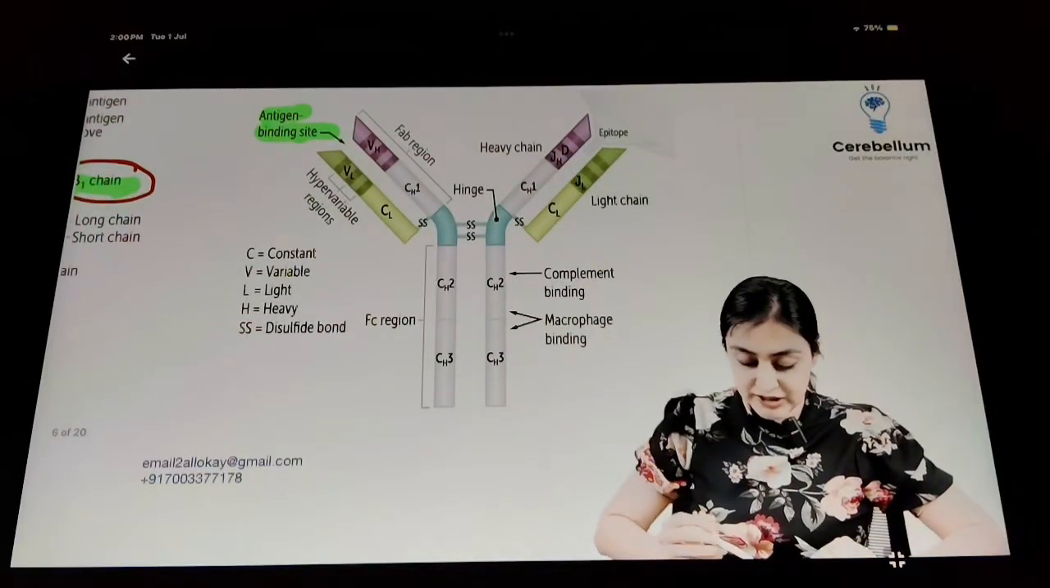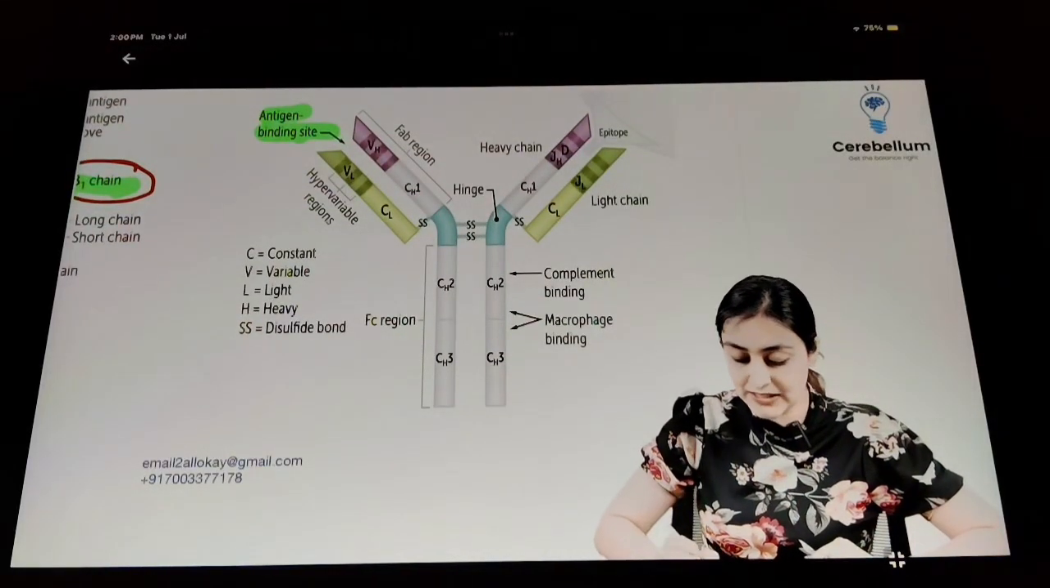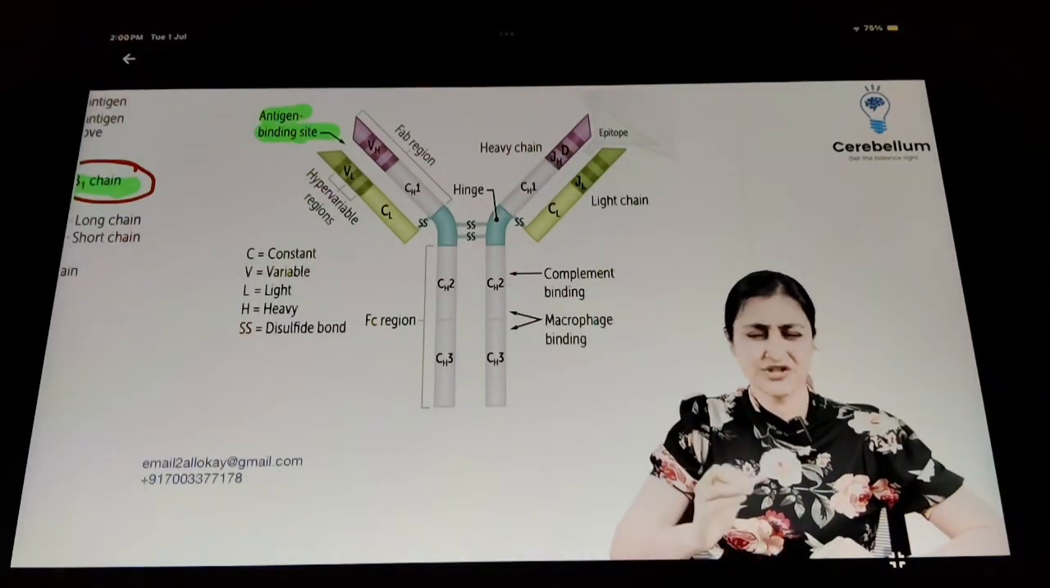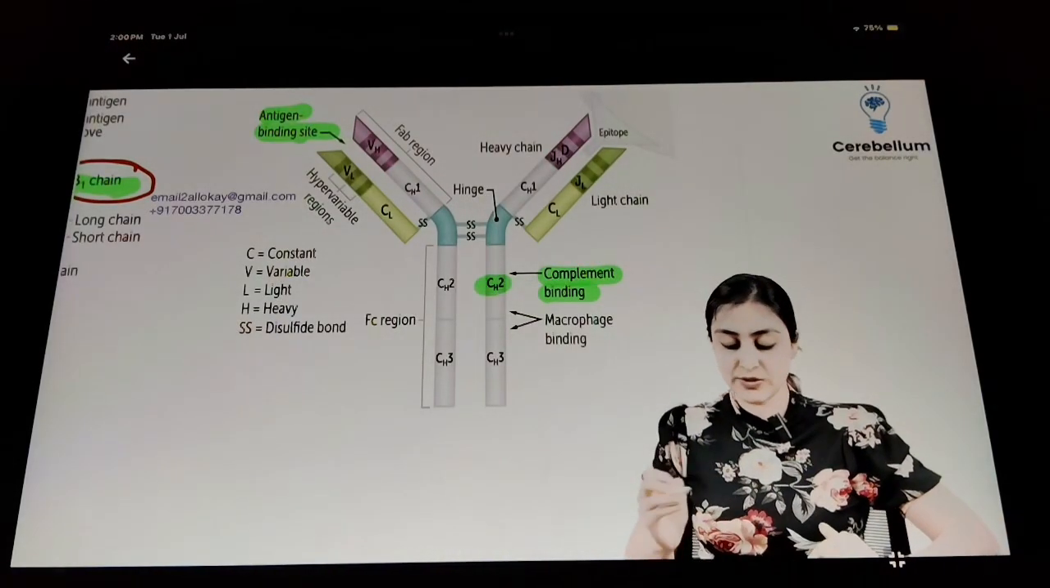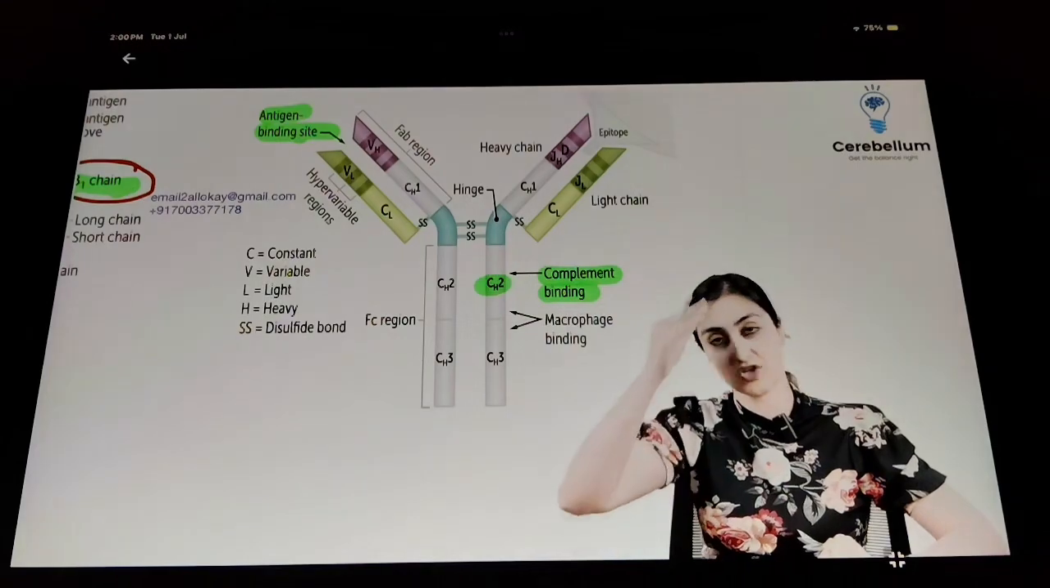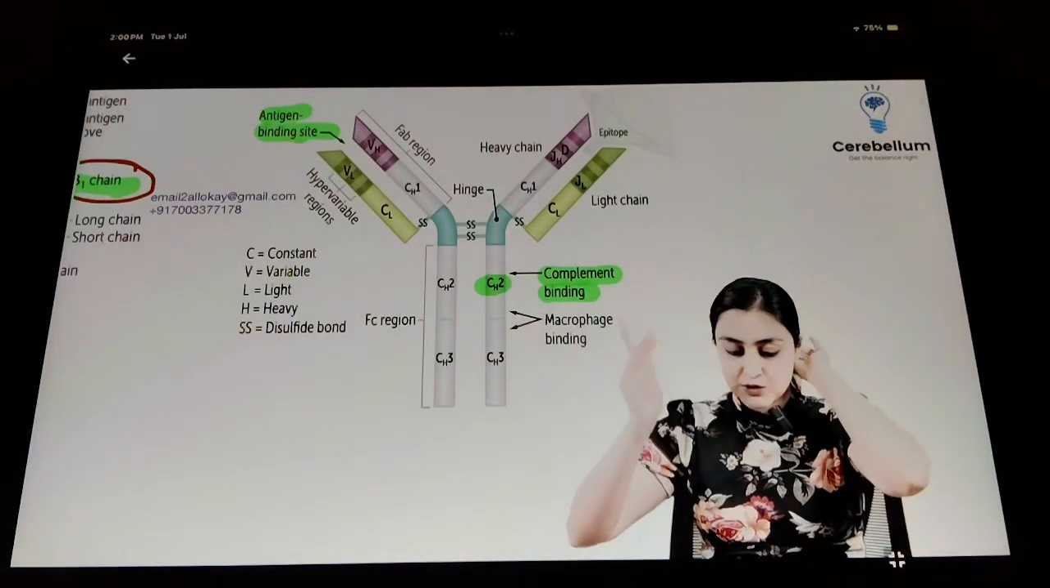Now look at the heavy chain here. You can see that in the heavy chain we have CH1, CH2, CH3. It's a USMLE question actually: what does CH2 do? It is complement binding. So CH2 is complement binding, whereas both 2 and 3 are for macrophage binding. So more important is complement binding. So this is what we have learned.